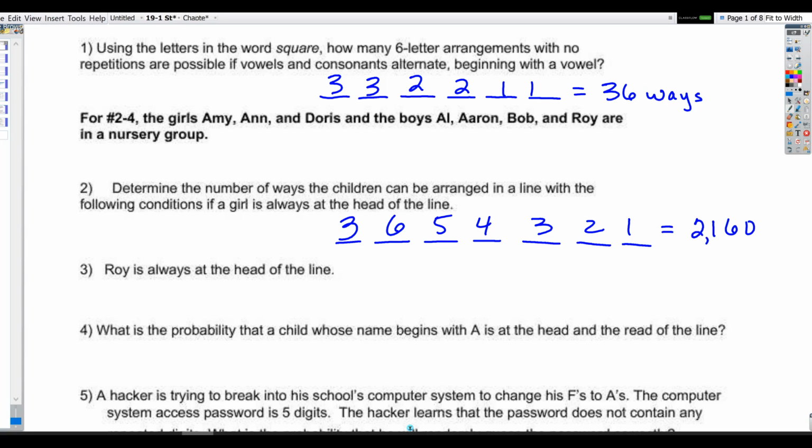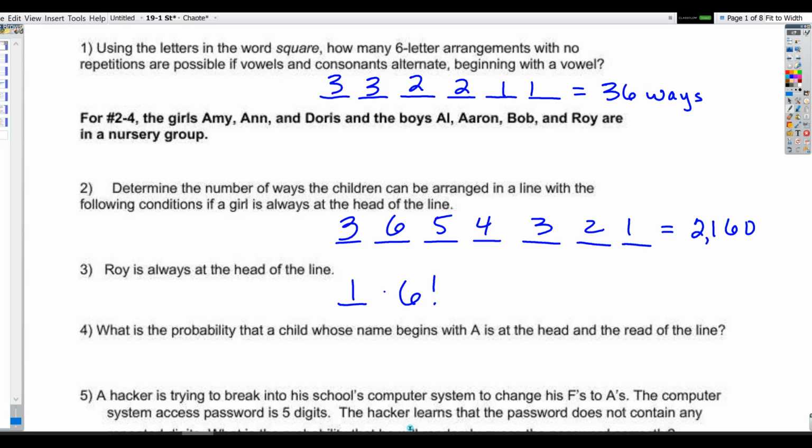So you have to think about your requirements. Here, you had to have a girl in the first position, but then beyond that, there were no choices, or there were no requirements, I should say. Now, what about Roy is always at the head of the line? So again, 1 option, Roy. Roy's your guy. He's your line leader, right? Okay, and then beyond that, the 6 other people can be arranged however, and there's all those different combinations of arranging those 6 people.